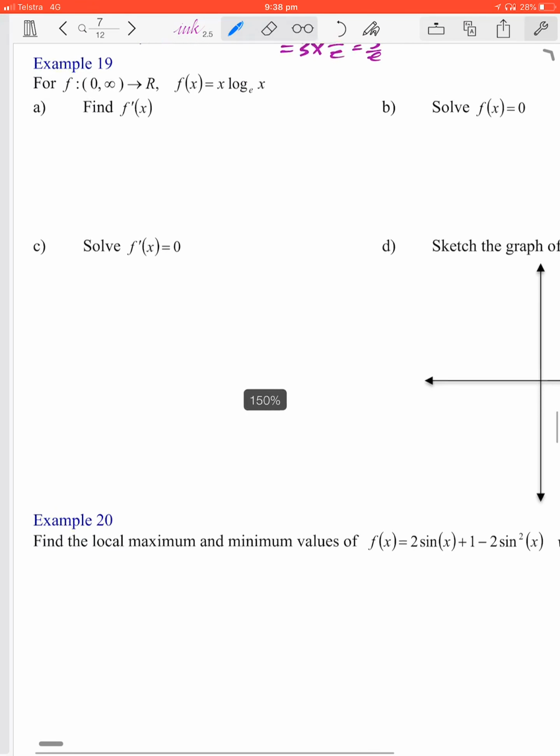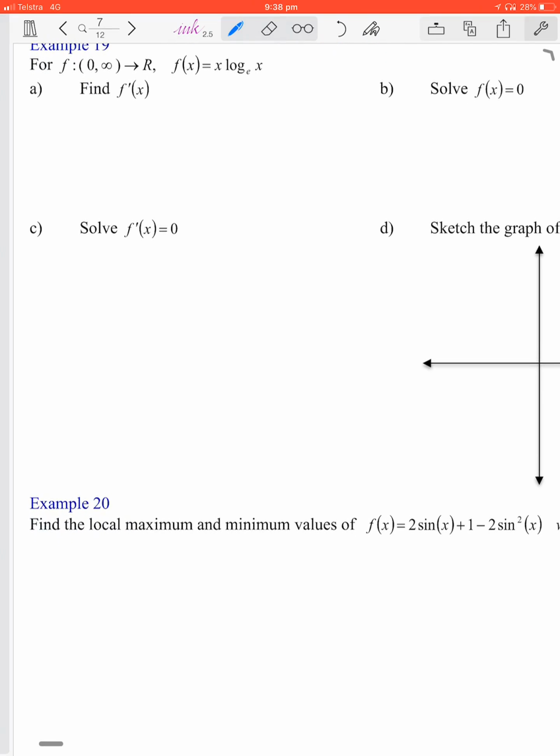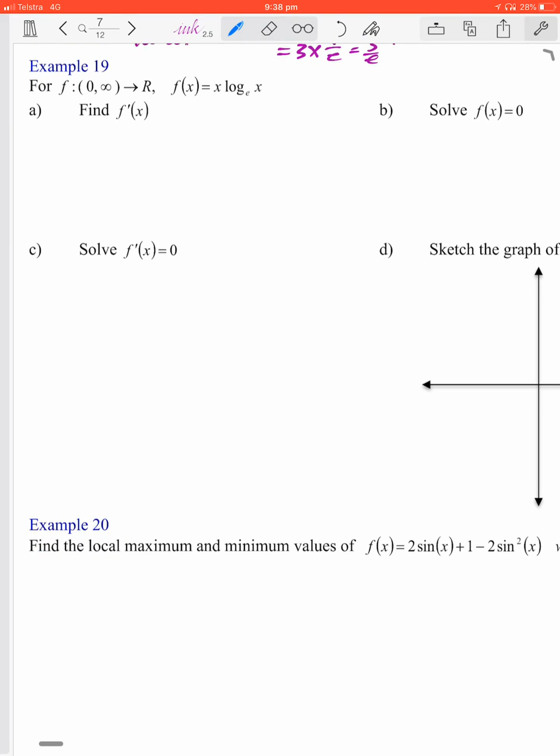Okay, let's try and get through these ones quickly. So I've got x log e x, find f dash of x, so I've got to use the product rule. So f dash of x, derive that, I get 1, leave that alone, 1 log e x. Derive log e x, I get 1 on x, and then leave x alone, I get times x. So it's log e x plus 1.